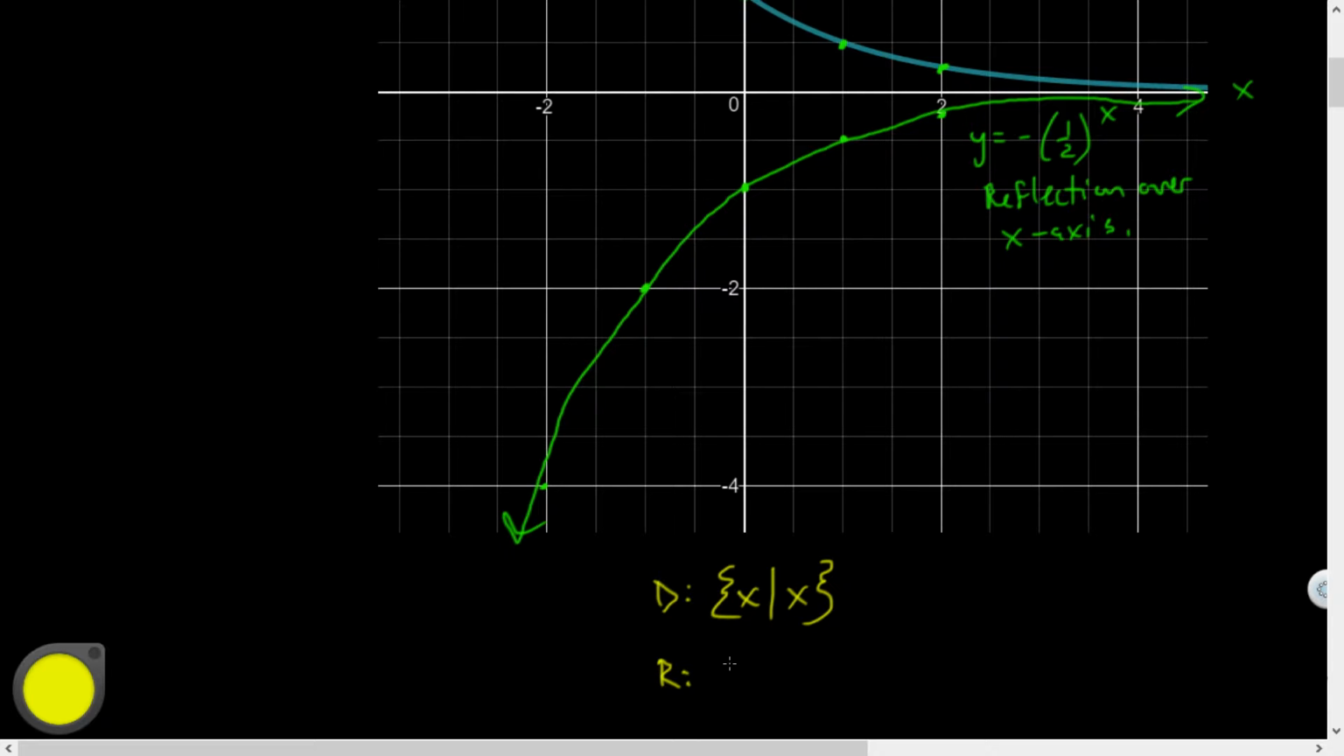But the range, however, is interesting. Does the green graph ever equal 0? Does it ever hit 0 for a y value? Does it ever go above this? No. And it never even touches the x-axis. It just gets closer and closer forever, but never reaches it. And it does go down to -infinity. So the range is the set of all y such that y is less than 0. Everything up to 0, but not including it. Very good, very good.